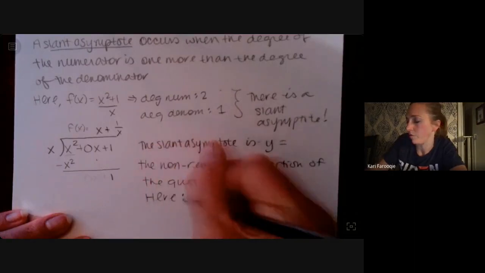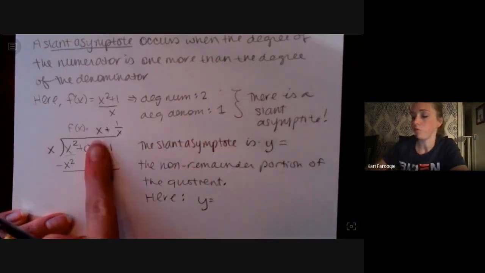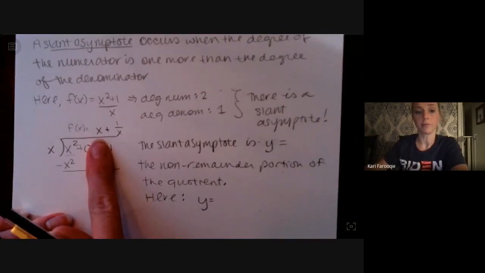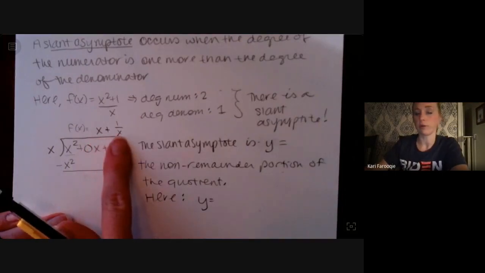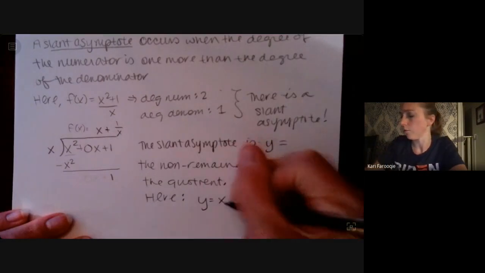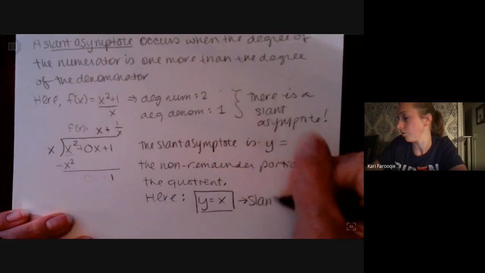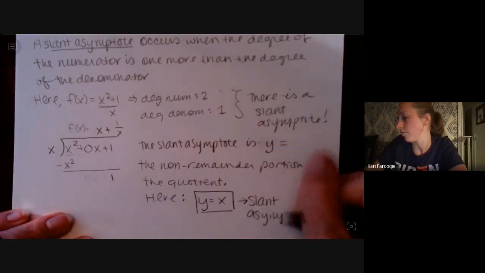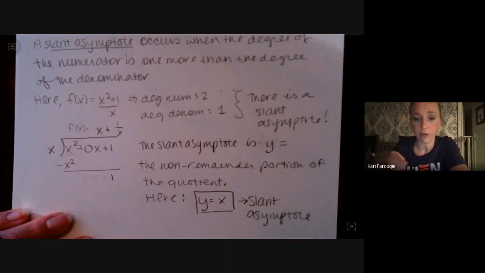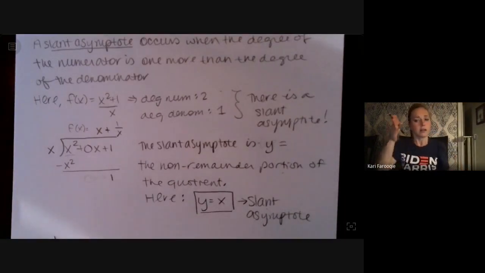Here, that means y equals the non-remainder portion, which is x. The remainder portion is the 1 over x, so we don't include that. Y equals x. This is your slant asymptote. I'm going to show you how to graph that when we graph the function, but it's basically just an asymptote that is on this line, y equals x. So it's not a vertical or horizontal asymptote. It is a slant asymptote, and it follows this function.